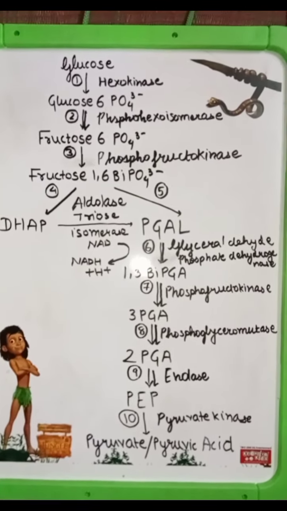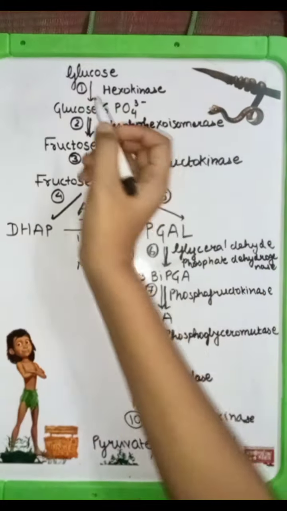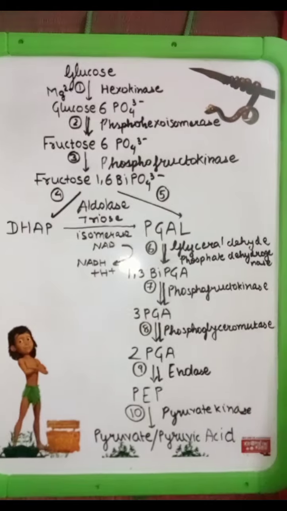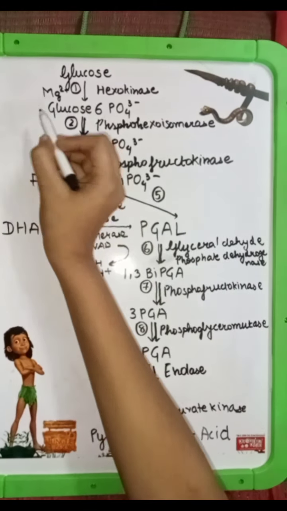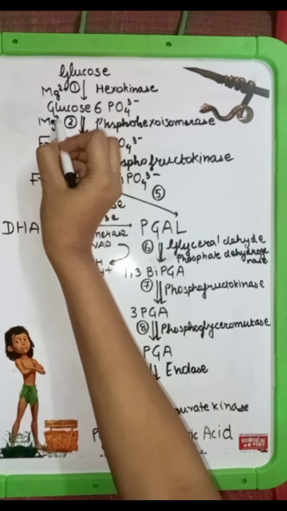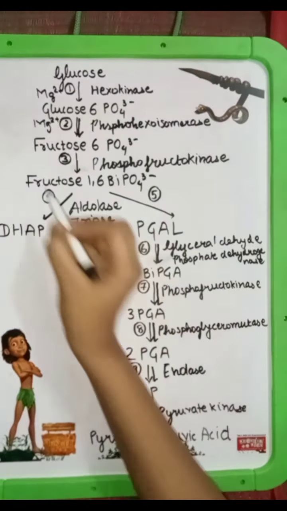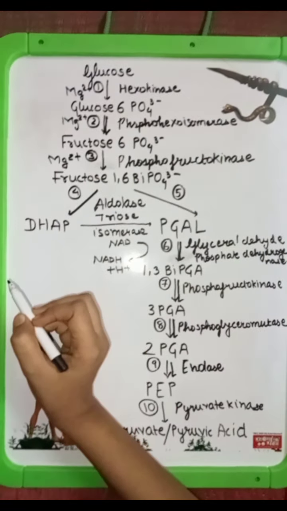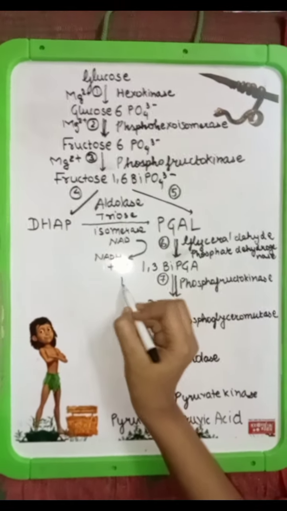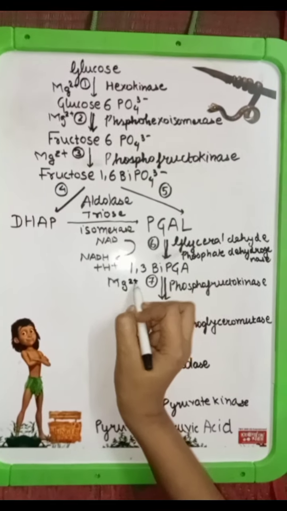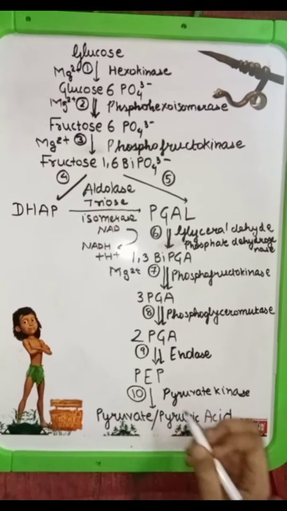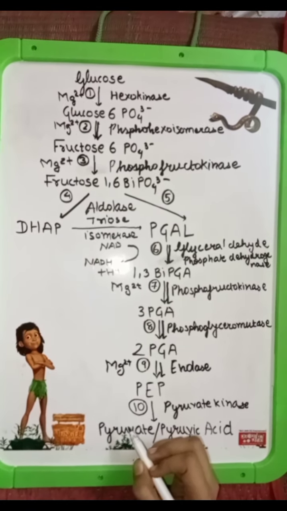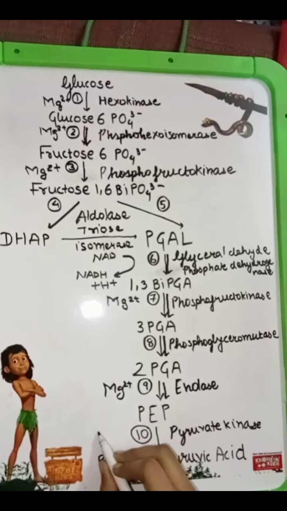Now we'll see where we get magnesium. So in the first step we get magnesium. In the second step also we get magnesium. In the third step too we get magnesium. In the seventh step, in the ninth step, and so in the last step also we get magnesium.